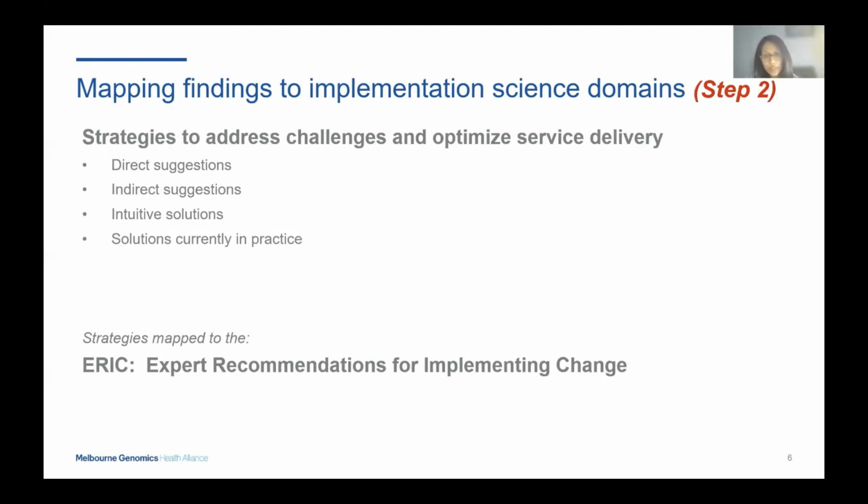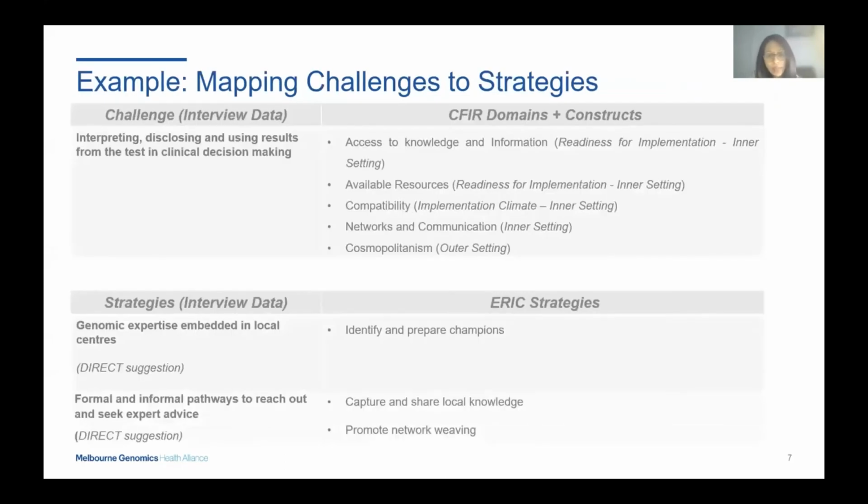In step 2, we mapped these strategies to those in the expert recommendations for implementing change, the ERIC tool. The ERIC tool is a list of 73 discrete implementation strategies that can be used as building blocks to plan implementation and potentially address anticipated barriers. This slide provides an example of the first and second steps that were undertaken to map ERIC strategies to CFIR domains and constructs. The challenges and strategies identified from the interview data are in the columns on the left, and the domains that they were mapped to in the two frameworks are listed on the right.